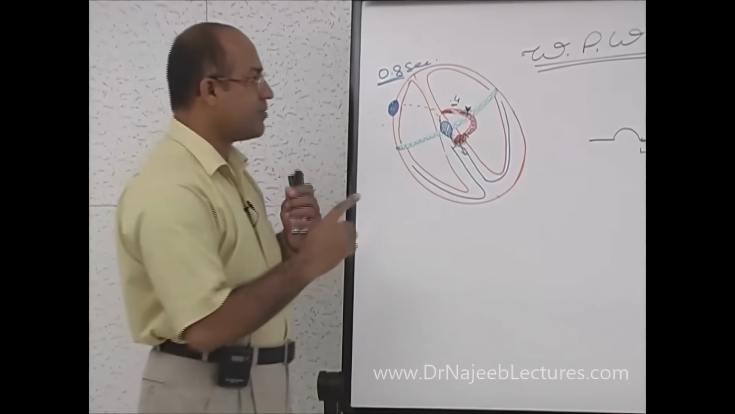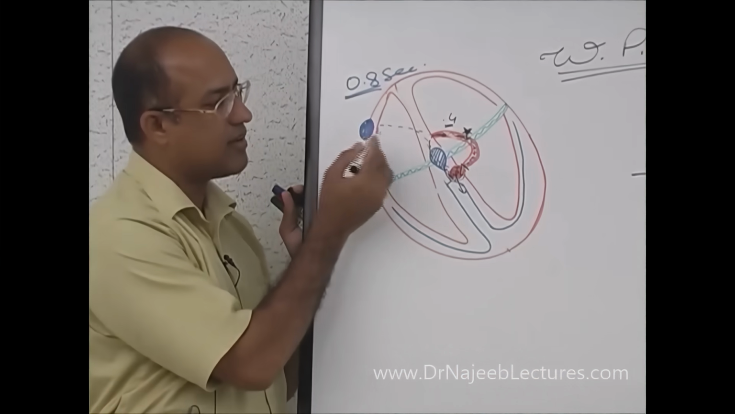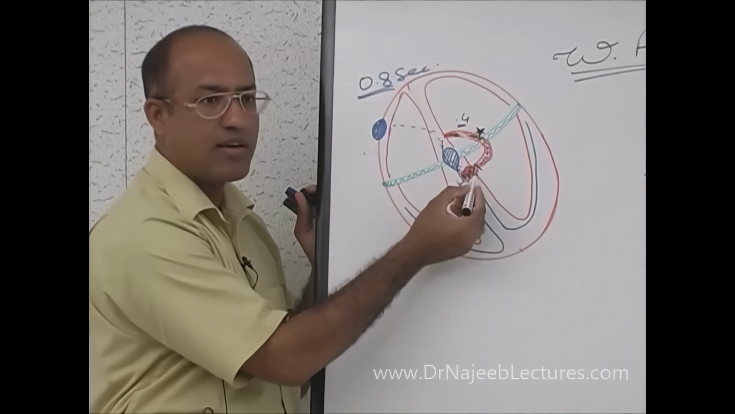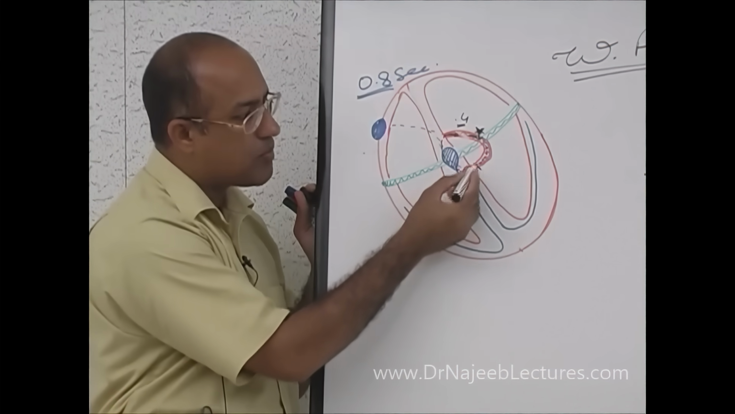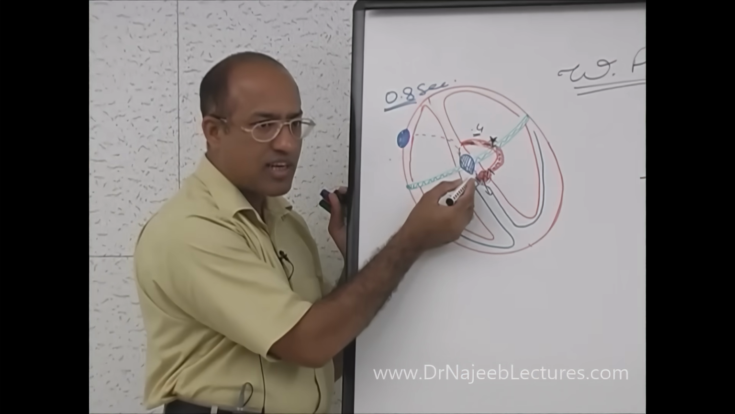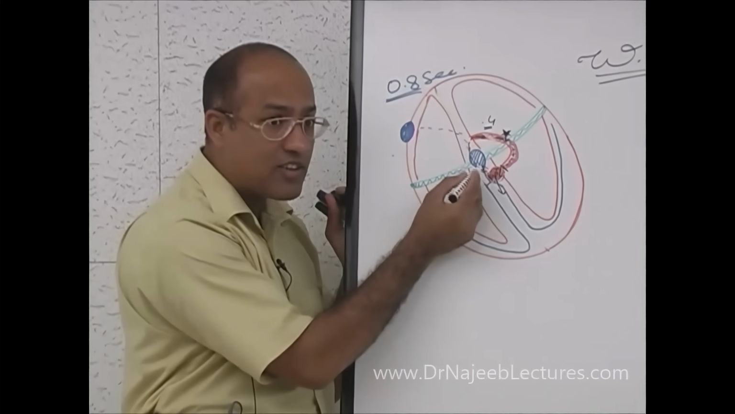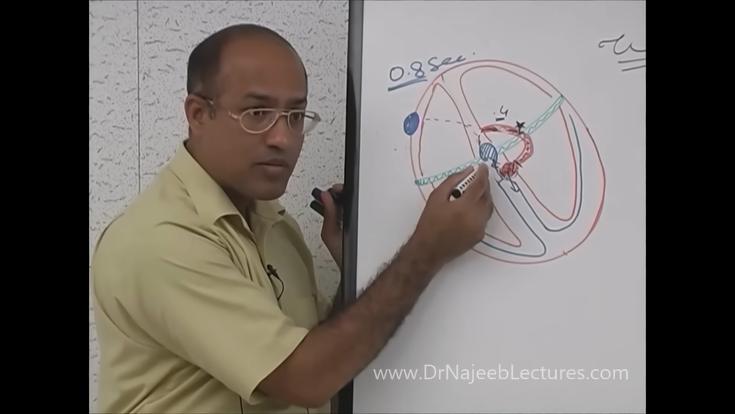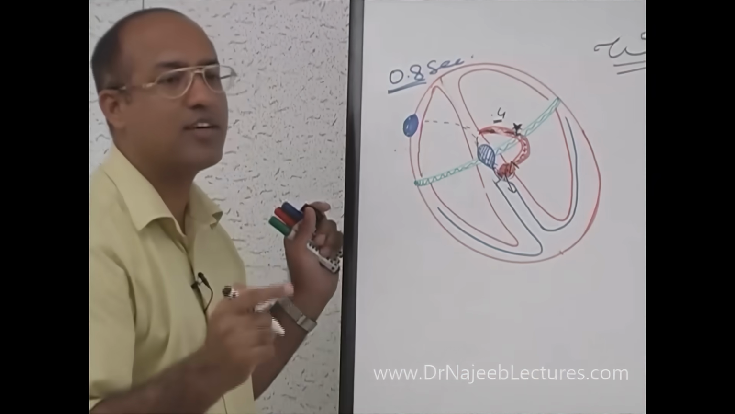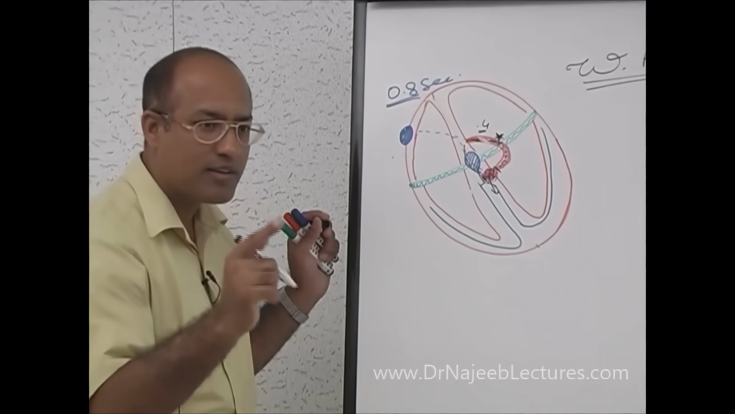First understand normal. Normally when the SA node is controlling the rhythm, when the SA node fires, current may go down through both pathways. By the time the current tries to re-enter, current was already coming from the AV node as well. So can it re-enter? No, because when current is passing through some area, that area is refractory for re-entry. That area is resistant to the phenomenon of re-entry.